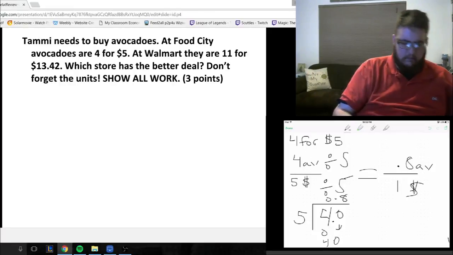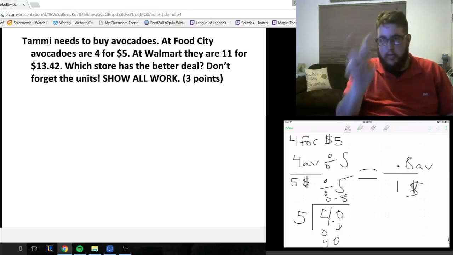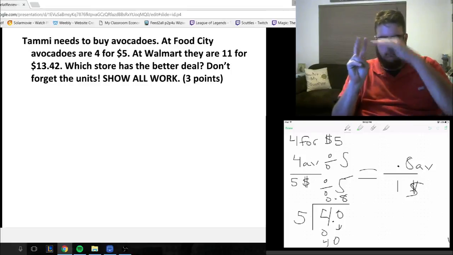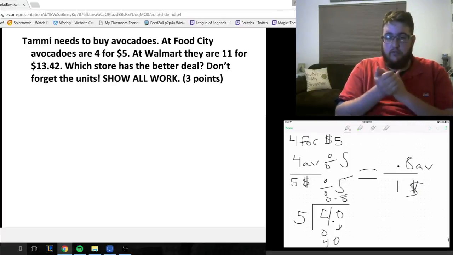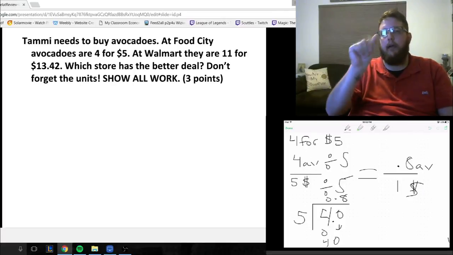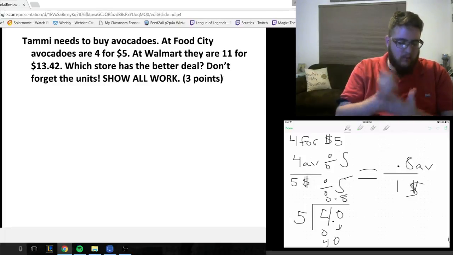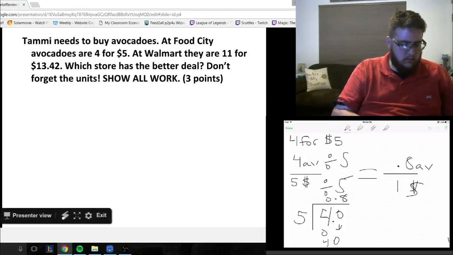I apologize for my sloppy dollar sign there. I'm actually writing with my finger, but anyway. What this means is that for each dollar that we have to spend, we can buy 0.8 avocados from Food City. So let's hang on to that answer, that unit rate. I'm going to write it down. I would suggest you write it down as well, but if you don't, I will have it.